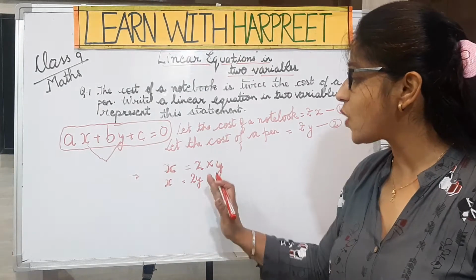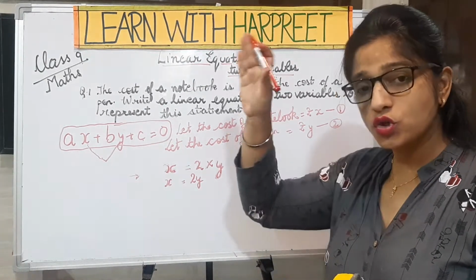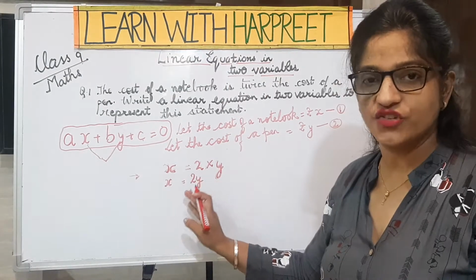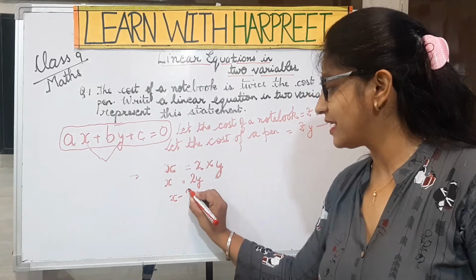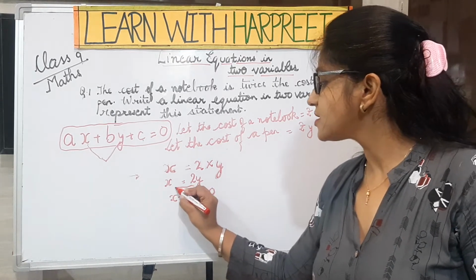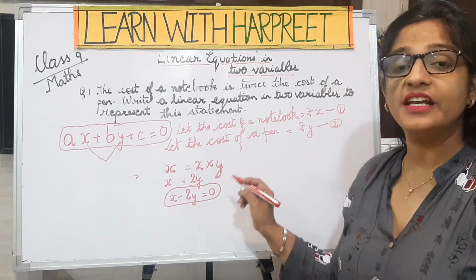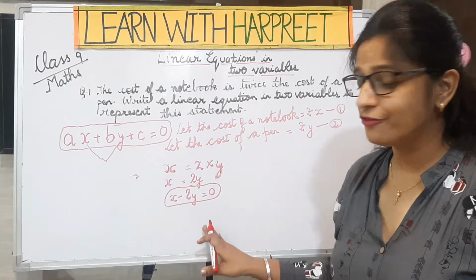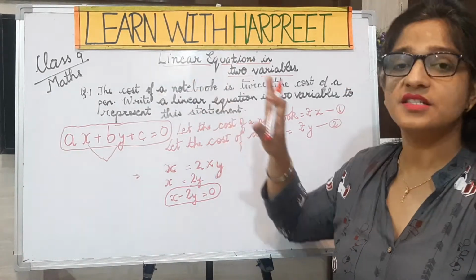Since 2y is on the right hand side of the equals sign, when it goes to the left side, its sign will be changed from plus to minus. That you already know from the previous classes. So x minus 2y is equal to 0. So this is the final answer. That means this is the linear equation which we have framed, and this is definitely representing this situation.